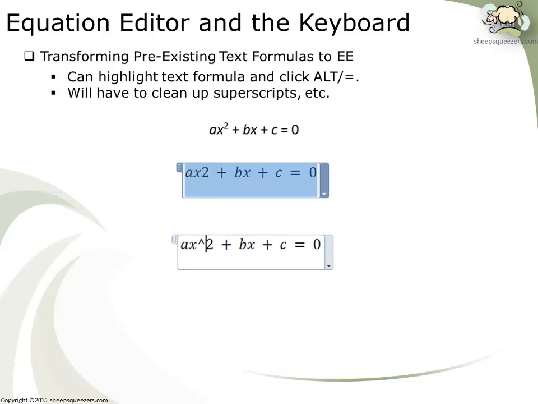Now, to fix this, you would just go in and place a caret symbol between the x and the 2, move your cursor past the 2, and you would smash on the spacebar. And you wind up getting ax squared plus bx plus c equals 0, just like you wanted in the beginning. So it's very nice. If you have a lot of these pre-existing text formulas and you want to transform them all into equation editor objects, you don't have to start exactly from the beginning. Sure, you will have to clean up a few things, but it's better than starting from scratch.